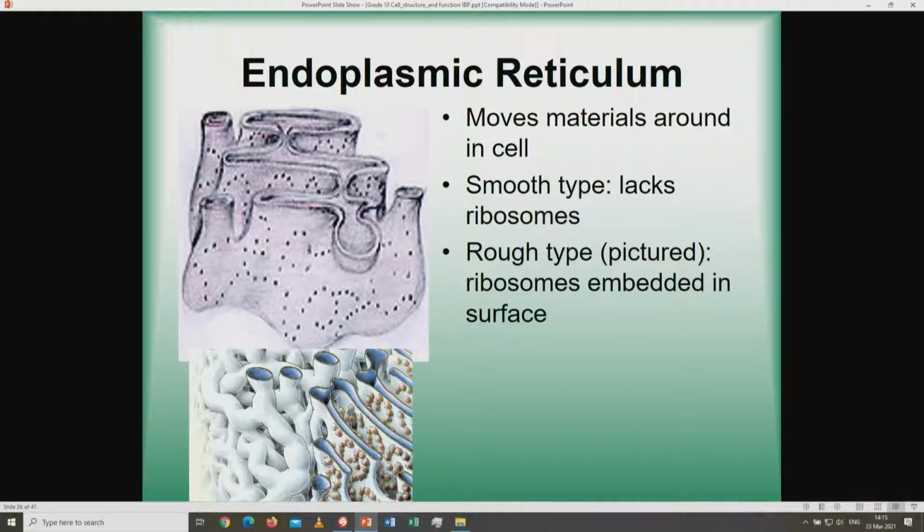The smooth, you'll see, is smooth on the outside and lacks ribosomes, whereas the rough has ribosomes embedded on the surface. So you will see the round structures on the outside of the endoplasmic reticulum, and that is where it's rough, not as smooth as on that side.